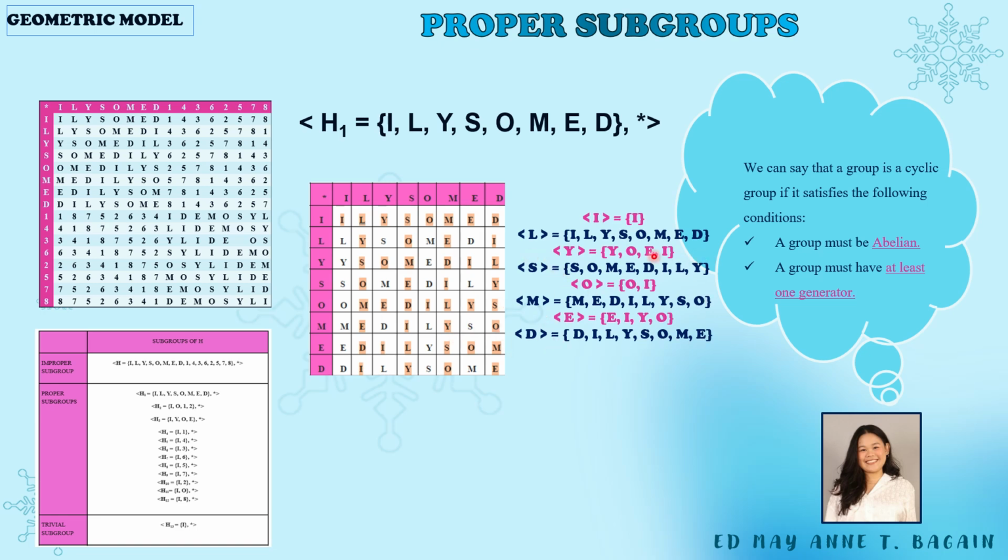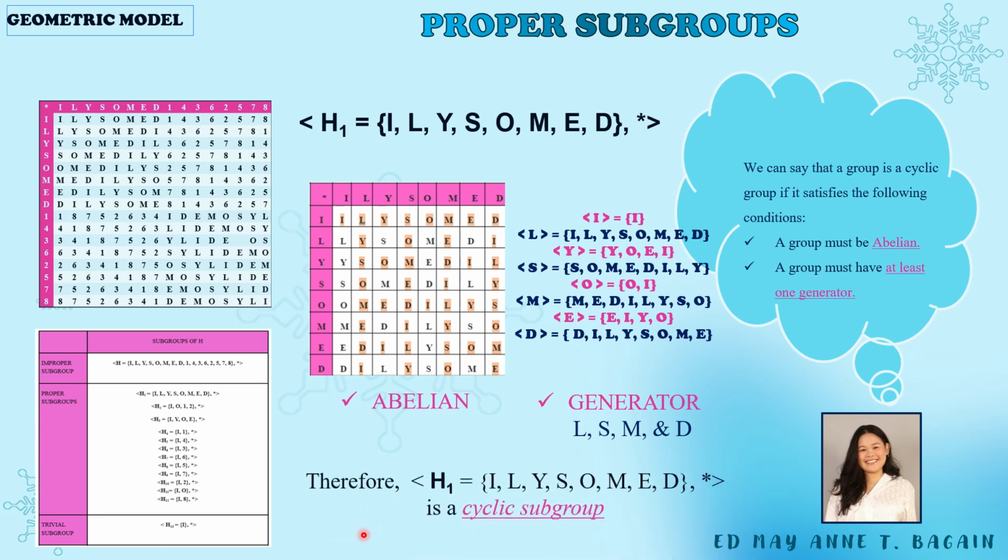These are all the generators of this set H sub 1, meaning it's abelian, and we have four generators, I, L, S, M and D. Therefore, the set H sub 1 under the operation star is a cyclic subgroup. So yes, H sub 1 is a cyclic subgroup.